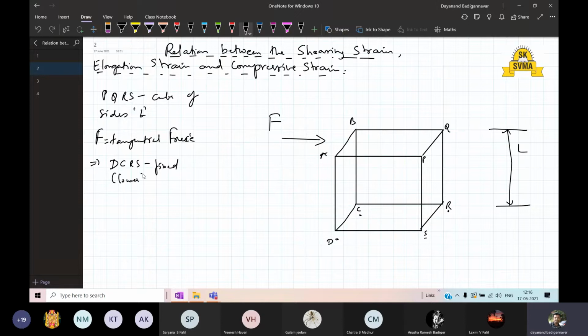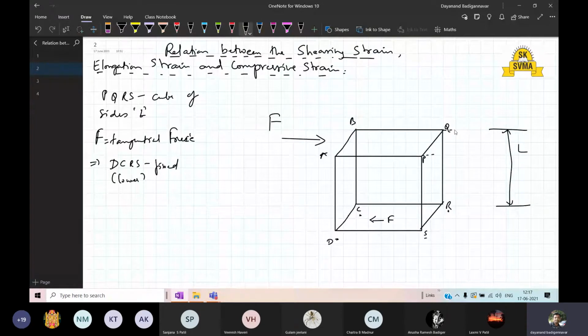So we are applying the force at the upper surface, the upper layer. Due to the applied force F and due to the fixed surface, a couple is generated. Couple means equal and opposite forces like this. Due to this couple, the upper surface gets sheared. That means it starts to move, so there is a displacement of the upper surface like this.